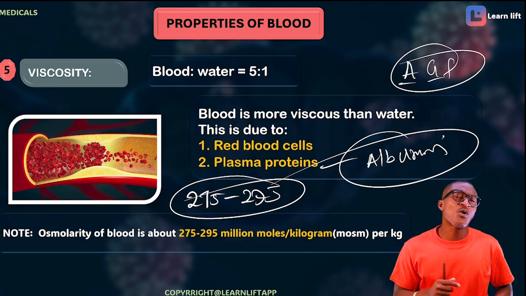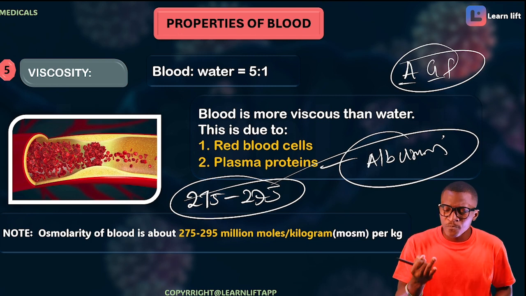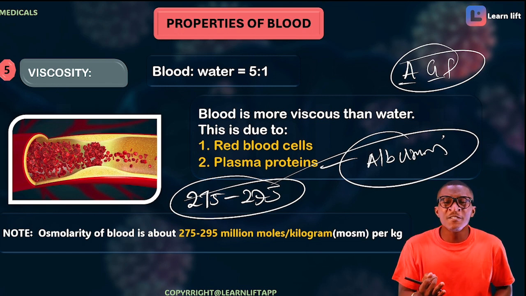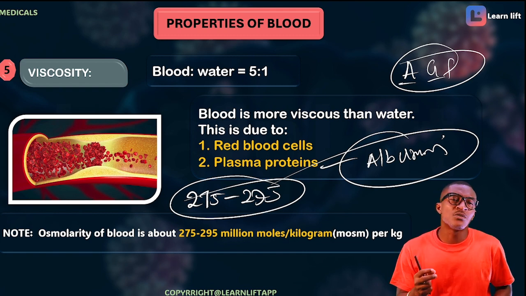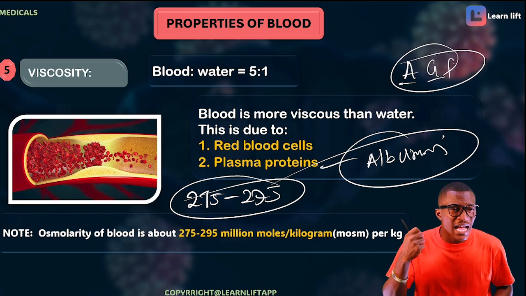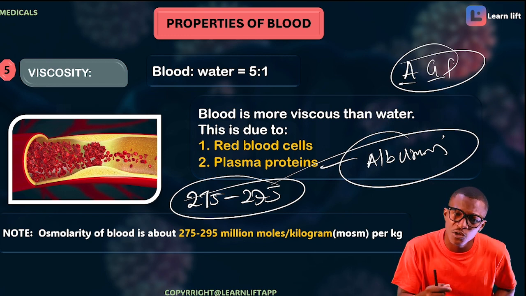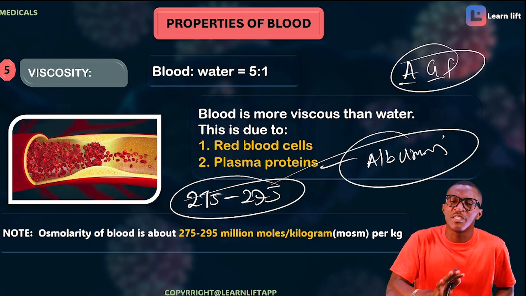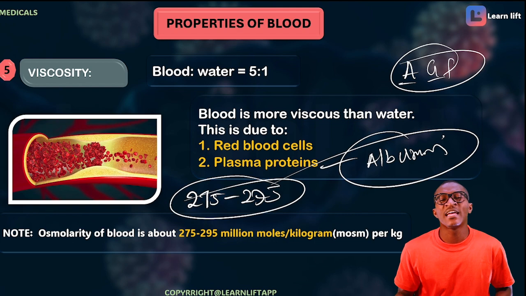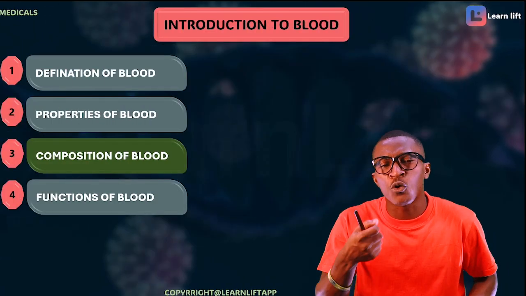These are the properties of blood. Number 1, the color. Number 2, the volume. Number 3, the pH. Number 4, the specific gravity. And number 5, the viscosity, 5:1. We also talk about the osmolarity of blood. I'm going to talk about osmolarity when we get to body fluid. Let's take it bit by bit, understanding one thing at a time. If you understand this quickly, let's now go to the composition of blood.